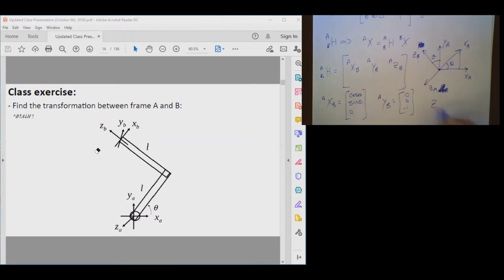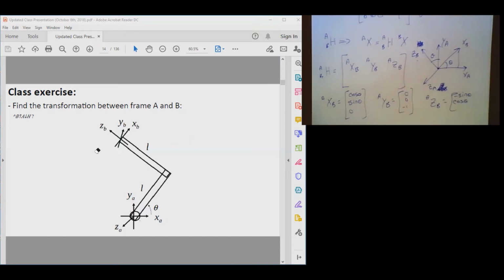How about ZB in frame A? How would you write that? So this is your ZB. ZB is basically in the opposite direction as XA, so it's minus sine theta. Along YA it is going to be cosine theta, and then here it's going to be 0, right, it has no component.